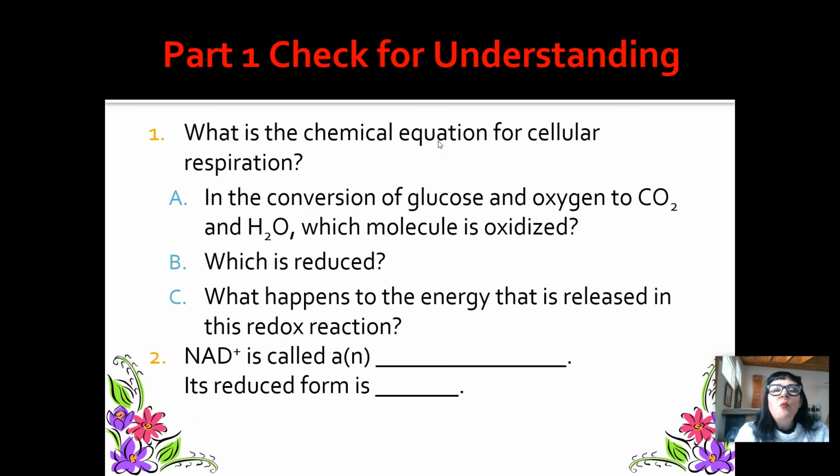So the first is, what is the chemical equation for cellular respiration? And then in the conversion of glucose and oxygen to carbon dioxide and water, which molecule is oxidized? And yes, I know we went over this before, but I really want to make sure that you're clear. And then which molecule is reduced? All right, what happens to the energy that is released in this redox reaction? So where do those high energy electrons go? NAD plus is called A, and its reduced form is, all right, here we go.